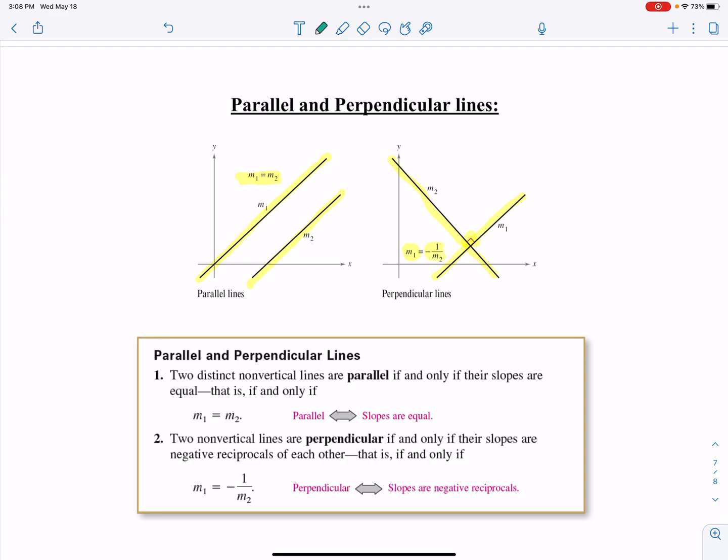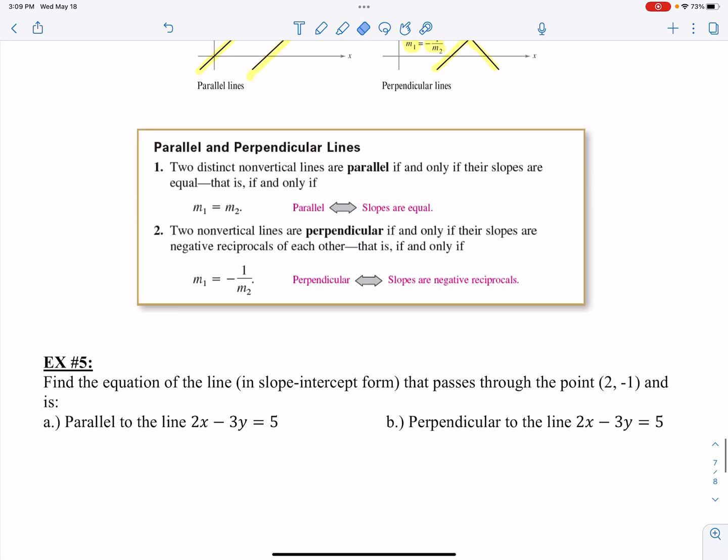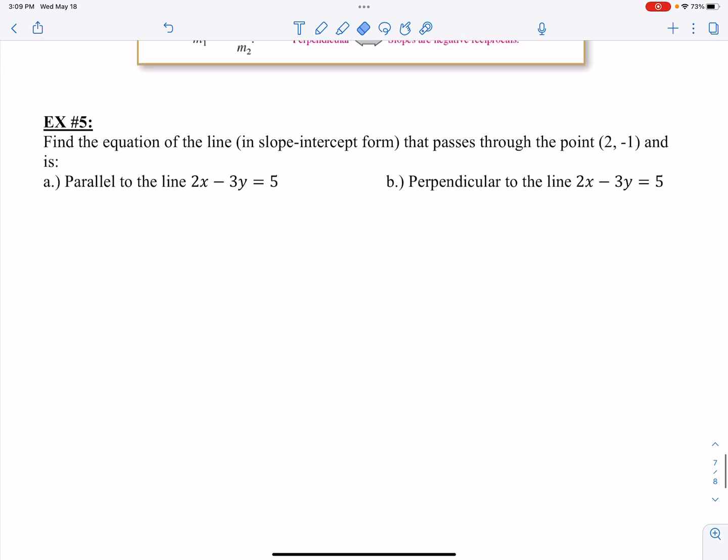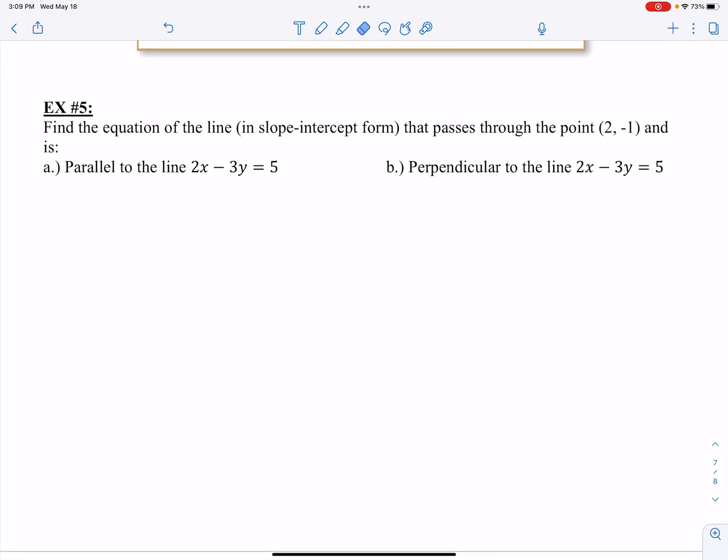So for example, if one slope is 1/3, then the negative reciprocal, the perpendicular slope to that, would be -3/1. If a slope was 2/5, then the perpendicular slope to that would be -5/2. So those are parallel and perpendicular slopes. Let's do these last two problems.